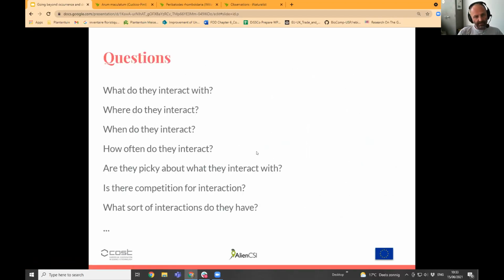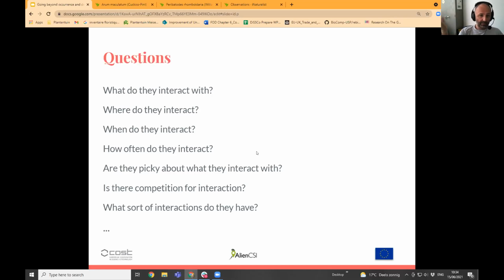So I started listing a few of the questions you can think to ask about the interactions of different species. Obviously, what species interact with other species, so the range of different hosts, parasites, pollinators, etc. But where do they interact? Things don't necessarily always interact if they're present. They might interact at particular times of day, at particular times of year, things like that. How often do they interact? Are they very fussy about what they interact with?